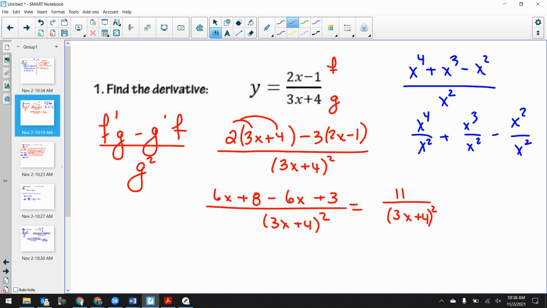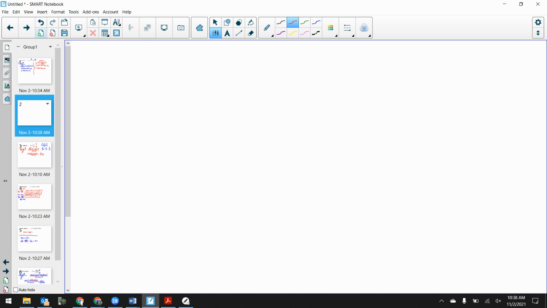If I had something like this, like x squared plus 4 sine x, that's not going to do anything if I multiply it in. I'm still going to have to use the product rule anyway. You know what I mean? Yeah. So I'm stuck. I've got to use the product rule at some point.